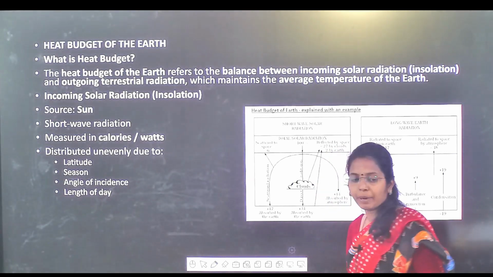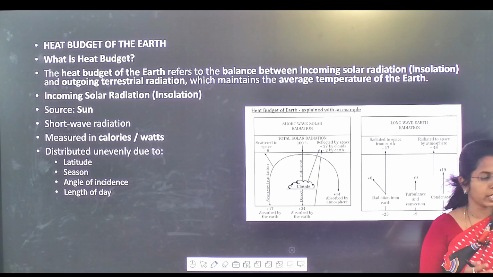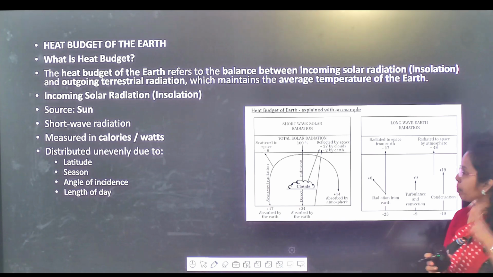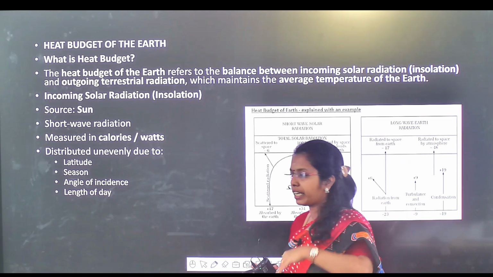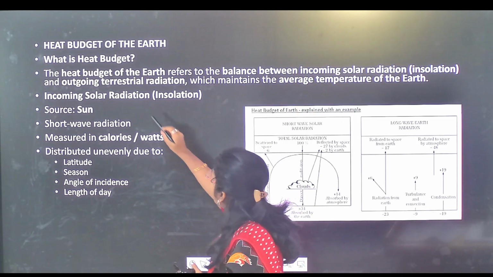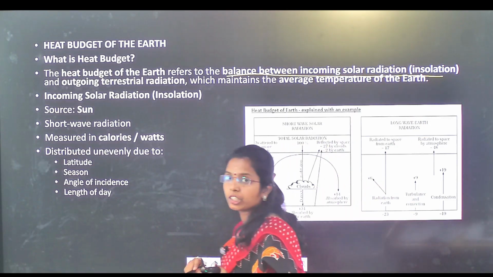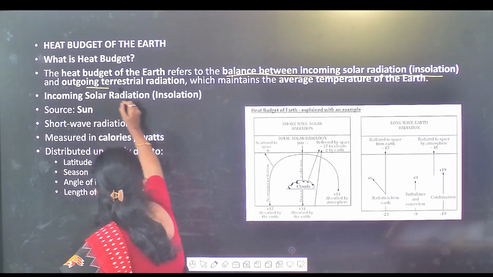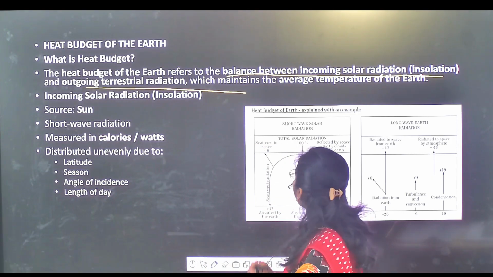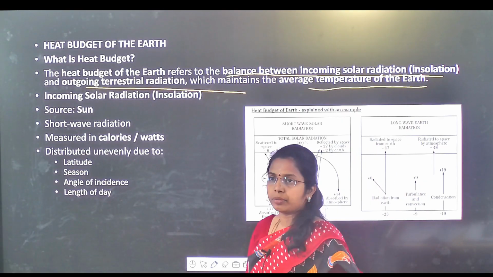Next, heat budget. Now we are going to learn heat budget. What is heat budget? Heat budget is a balance between incoming solar radiation and outgoing earth radiation. Budget refers to the balance between incoming solar radiation, insolation, and outgoing terrestrial radiation, which maintains the average temperature of the earth.